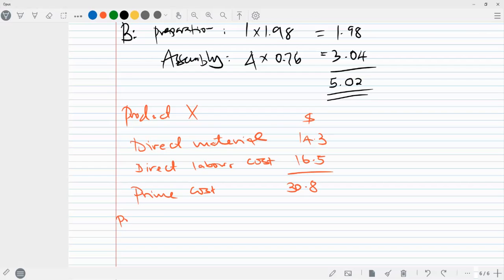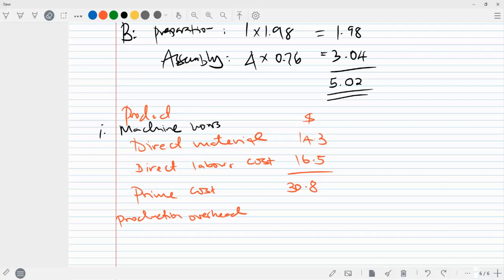We need to add the production overhead, the one you just absorbed. Now here, we need to decide which base we begin to use first. Let me use the first basis to be machine hours. Actually, for this question, let's assume this is product A to make our work easier, because we need to determine the cost of product A.